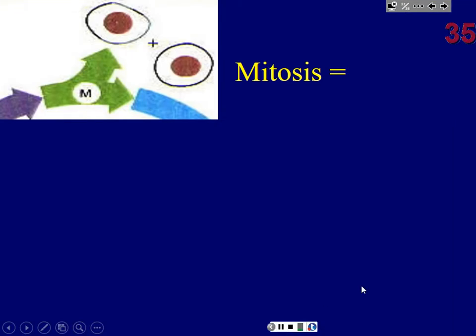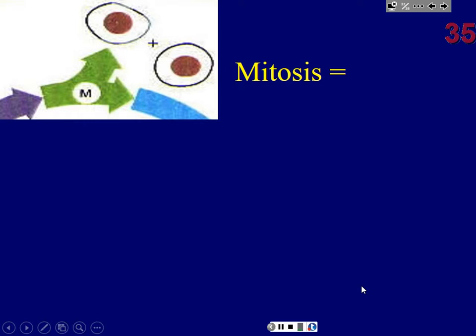Okay, so let's continue talking about mitosis now. We said the mitotic division was divided into mitosis and cytokinesis. Those are two separate events. In most cells, they occur simultaneously. So we'll talk about mitosis first, and then we'll talk about cytokinesis.